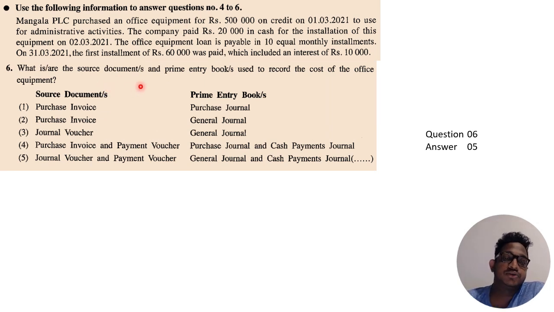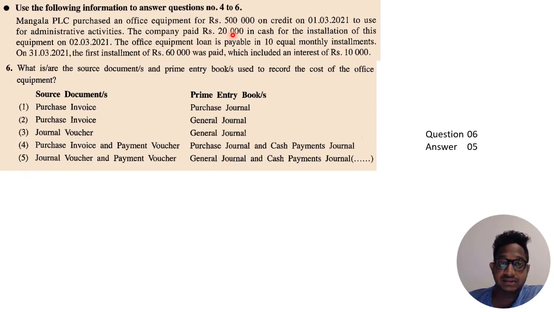And they're asking for the source documents and the prime entry books used to record the cost of the office equipment. Remember, you are purchasing the office equipment of 500,000 on credit, so the purchase amount is on a credit basis, but the installation charges you paid in cash. When you are identifying the cost, you should consider both 500,000 and 20,000. That's why the journal voucher, because when you are purchasing property, plant and equipment not with the intention of reselling, you record those in the general journal. So the prime entry book for that is the general journal and the source document is the journal voucher.